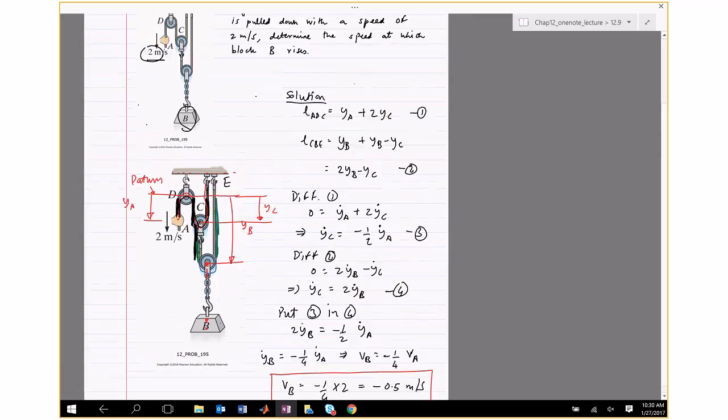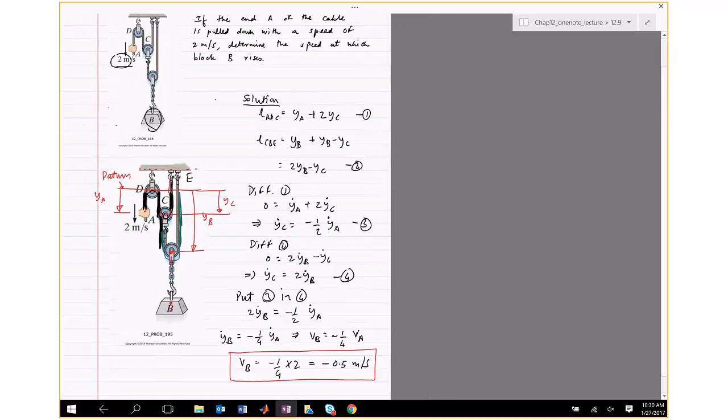Okay, so what this is saying is when A moves down by 2 meters per second, right? When you pull it down, B is going to move up, and the reason for that is the value is negative of A by half meters per second. So what you can do with pulleys, what this is showing, is that you can amplify or de-amplify the motion. A unit motion in A will cause 1/4 of the motion at B. Okay, so that's what pulleys help you to do.